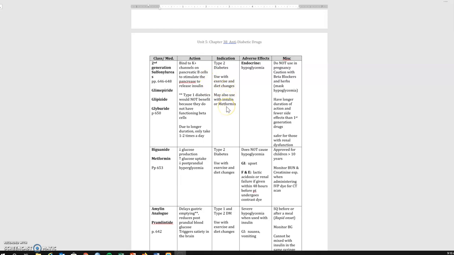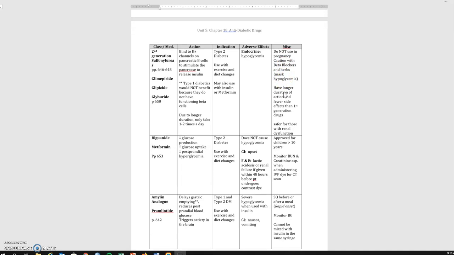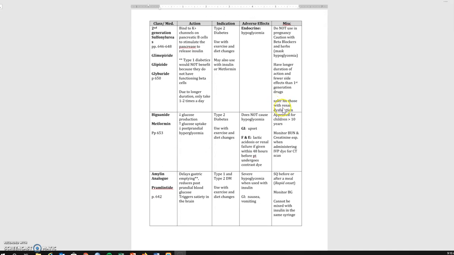These drugs can also be used with insulin or with metformin to manage blood glucose levels. Do not use these in pregnancy. And be cautious of the individual who is on a beta blocker, because again, the beta blockers mask the hypoglycemia. They are also safer for individuals with renal dysfunction than some of the other agents.